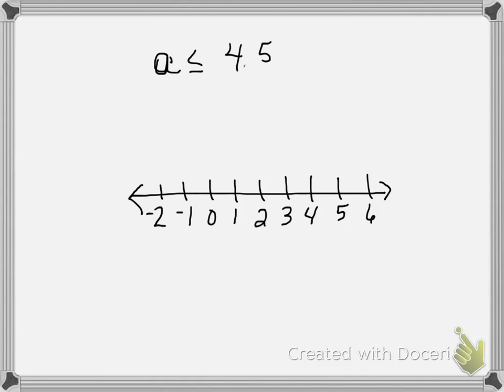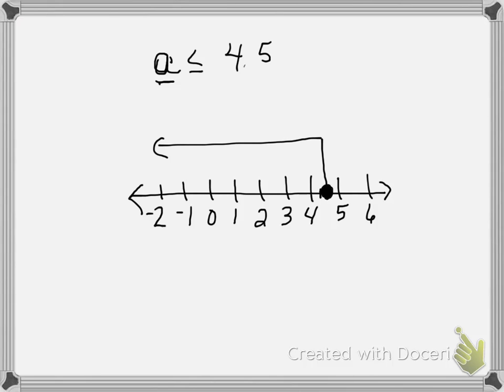Okay, let's look at another one. A is less than or equal to 4.5. So we know that 4.5 is right here in the middle between 4 and 5. And this time it says that it's equal to, so I'm going to put a closed circle to show that I'm including this point. I'm starting at 4.5, including 4.5, but I want all the A's that are smaller than it, so all of the numbers that are smaller.